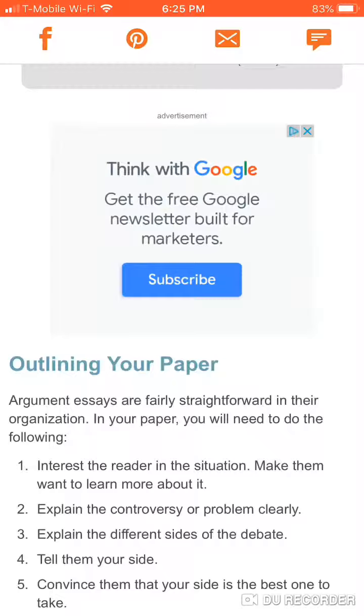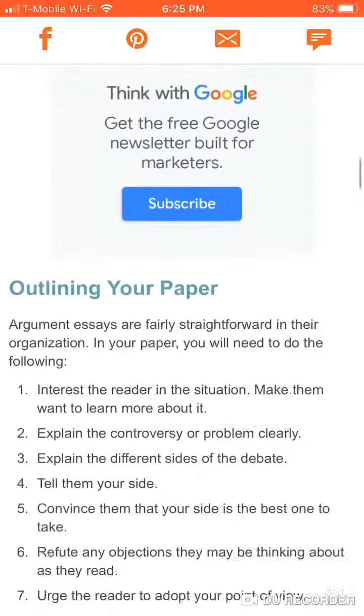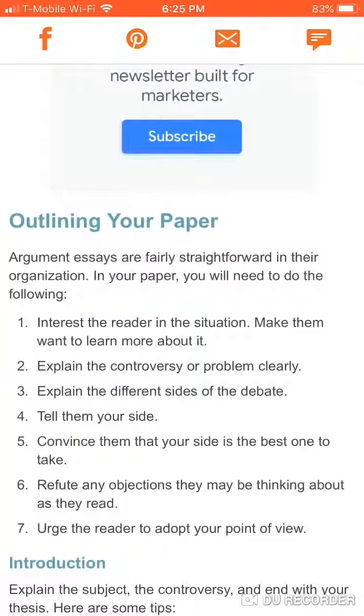5. Tell them your side. 6. Convince them that your side is the best one to take. 7. Refute the objections that they may be thinking about as they are reading. Or use the reading to adapt your point of view.